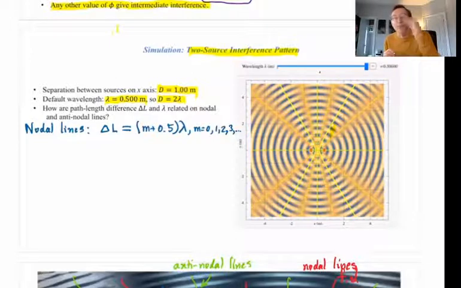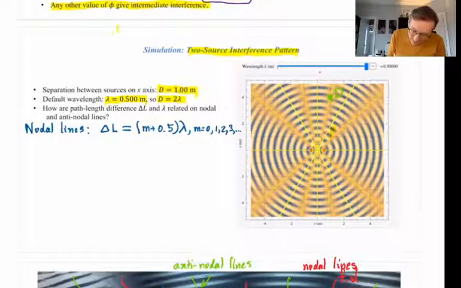Notice if I start then with m equals 0 in that formula, the smallest delta L for fully destructive interference is 0.5 times lambda, half of a wavelength. So let's see if we can use this to find out where the nodal lines are. Those are represented in the pattern by blurry regions and dashed yellow lines. So I'm going to mark the first one we come across right about here. I'm just marking a point on that dashed line, and I'm going to label that point D.